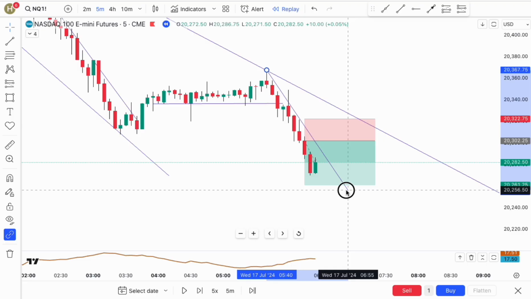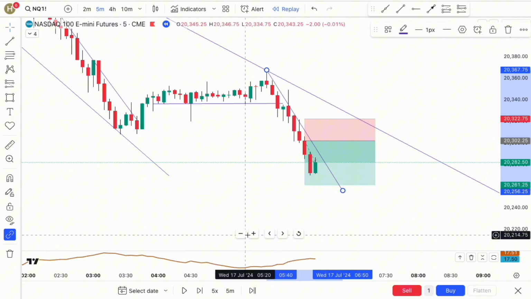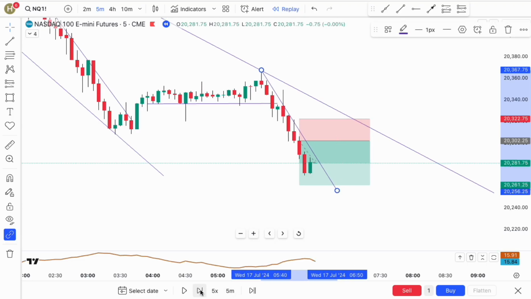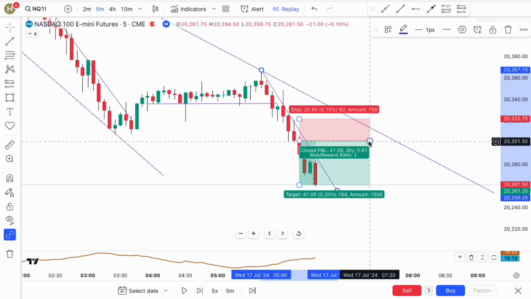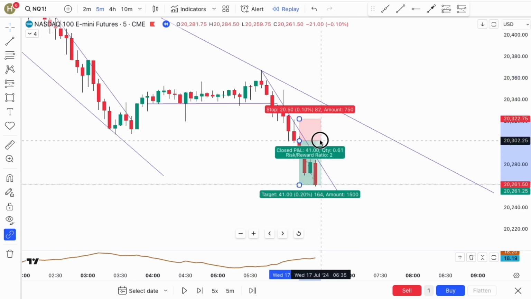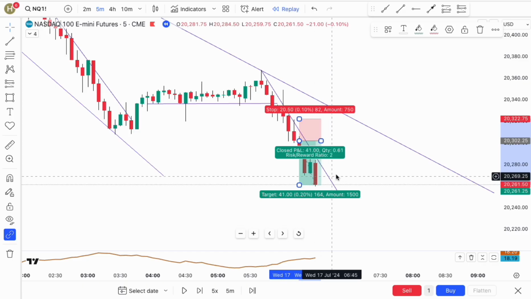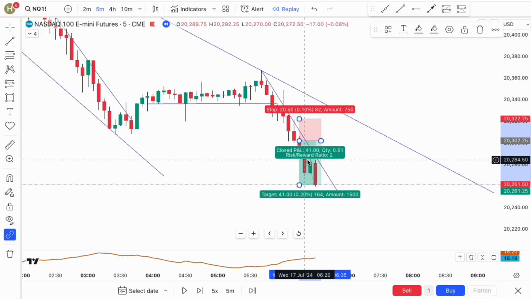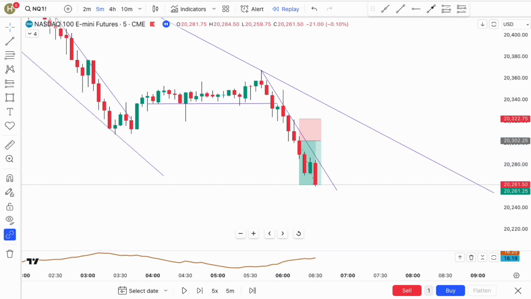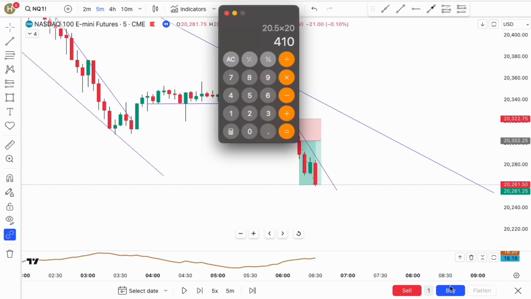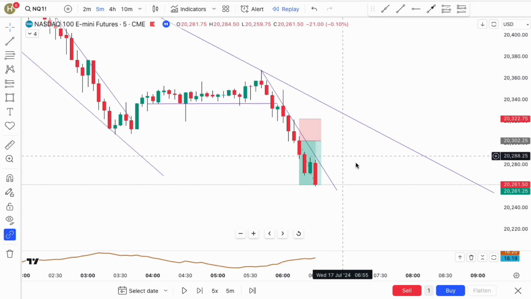Okay, so there we go. We would have taken profit right there on that one. And that's actually a really large profit, 41 points. Oh man, I forgot to do the thing again. I forgot to press buy right here. 41 times 20. That's good. Oh wow, that's more than I normally make.